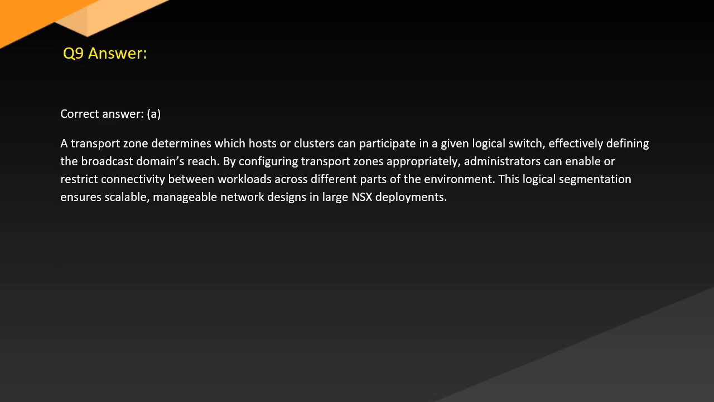Answer. Correct answer, A. A transport zone determines which hosts or clusters can participate in a given logical switch, effectively defining the broadcast domain's reach. By configuring transport zones appropriately, administrators can enable or restrict connectivity between workloads across different parts of the environment. This logical segmentation ensures scalable, manageable network designs in large NSX deployments.